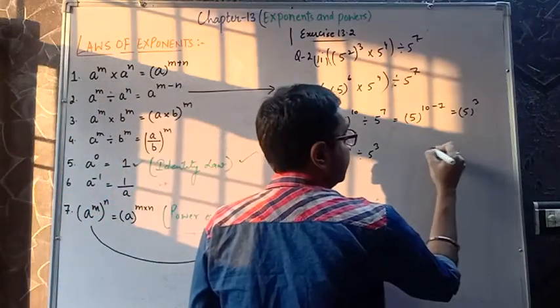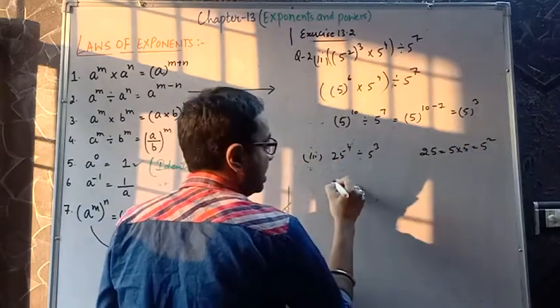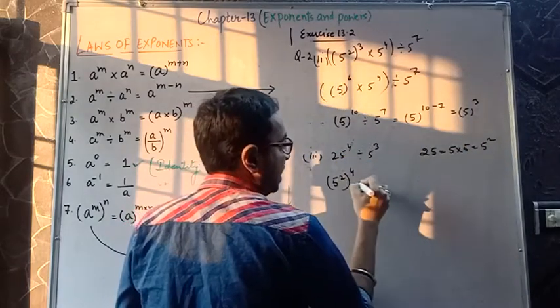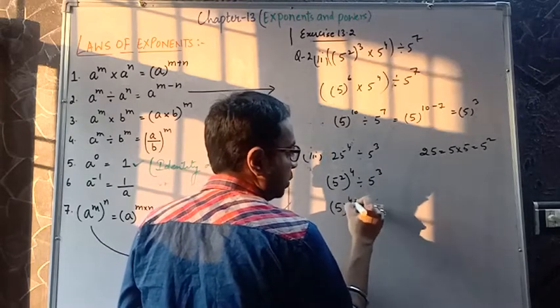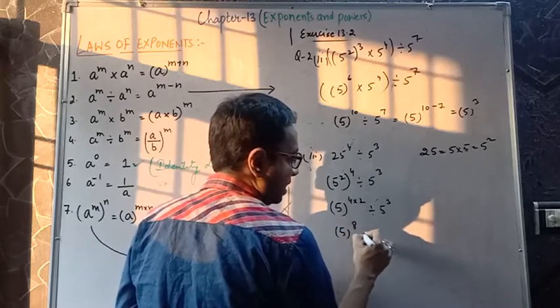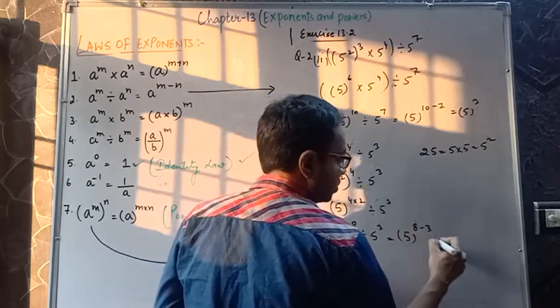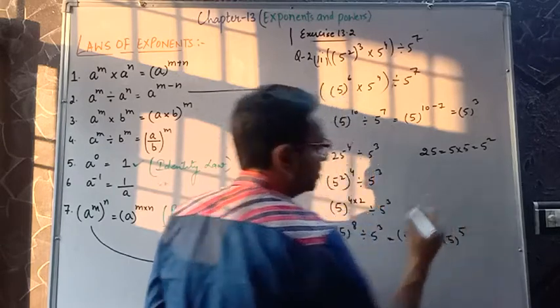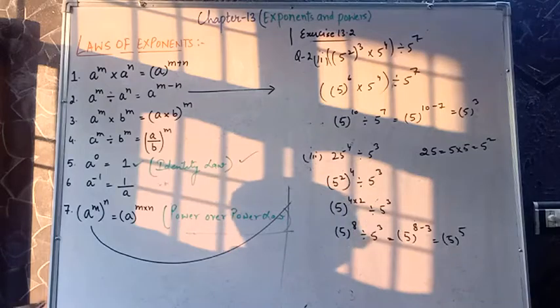25 means 5 into 5, that is 5 square. So I can write (5 square) whole power 4 divided by 5 raised to power 3. It will become 5 raised to power 4 into 2 divided by 5 raised to power 3, 5 raised to power 8 divided by 5 raised to power 3. That is 5 raised to power 8 minus 3, 5 raised to power 5 is the answer. Are we clear? Simple. Very simple to do.